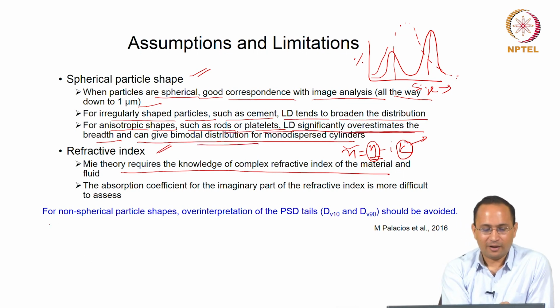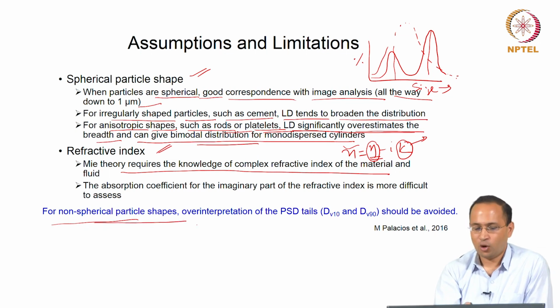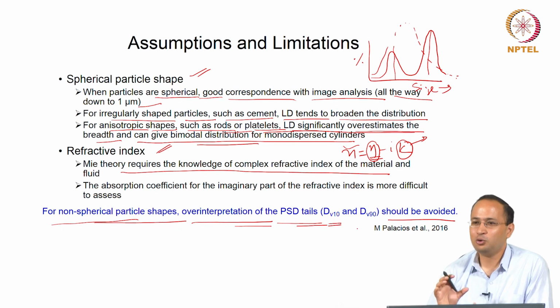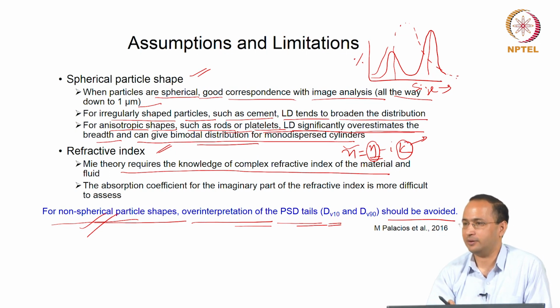So what is the bottom line? Why are we talking about this? For non-spherical particle shapes, over-interpretation of the PSD tails, like when we talk about dV10 versus dV90, should be avoided. We should not go too much into it, because we are talking about the tails. So dV50 is still okay, but too much interpretation of dV10 and dV90 should be avoided, specifically if you have non-spherical particle shapes. That is the bottom line.